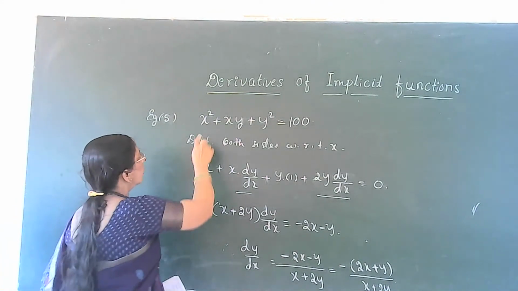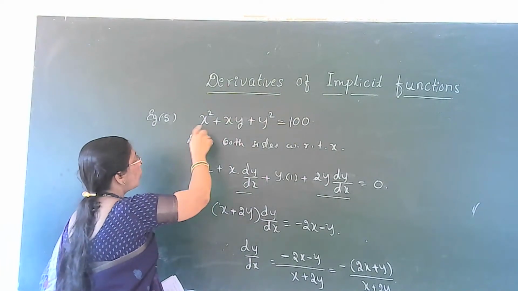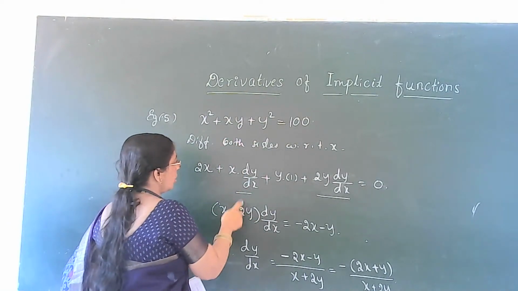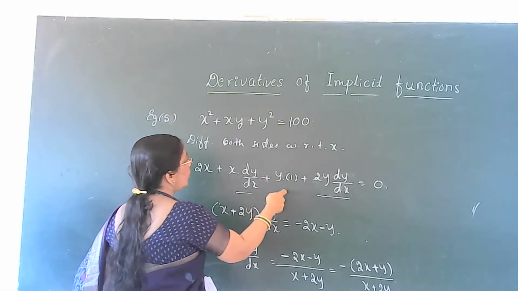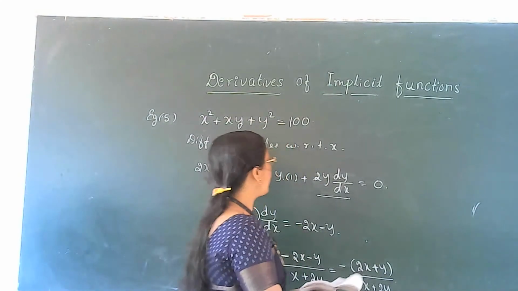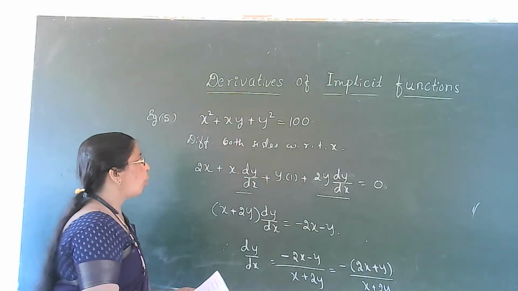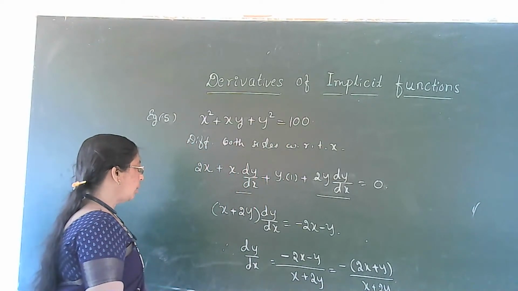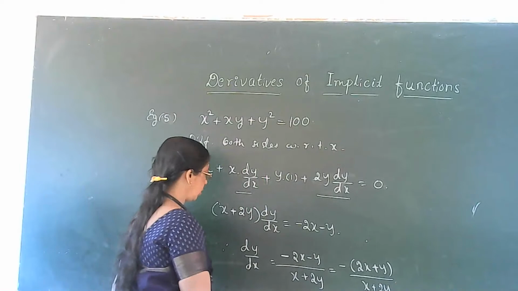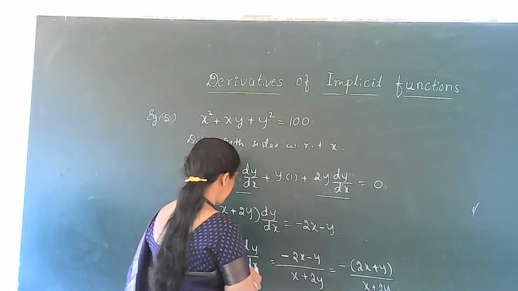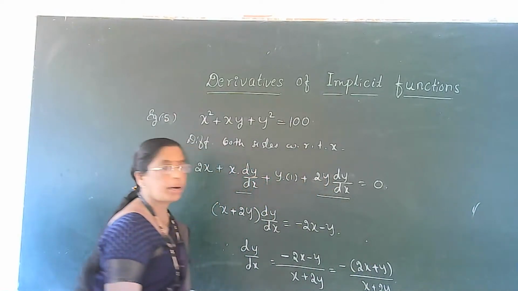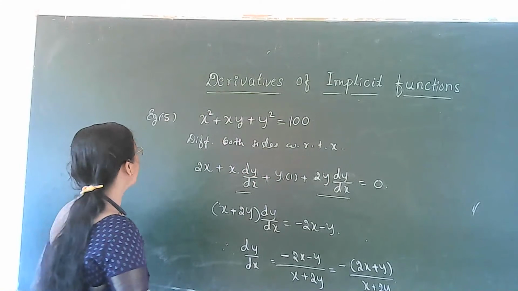Here it's the same problem like the fourth one. We have to find the derivative of x square is 2x, derivative of xy is x into dy by dx plus y, plus derivative of y square is 2y into dy by dx. Then derivative of 100 is equal to 0. Then simplifying, dy by dx is equal to minus 2x plus y divided by x plus 2y.